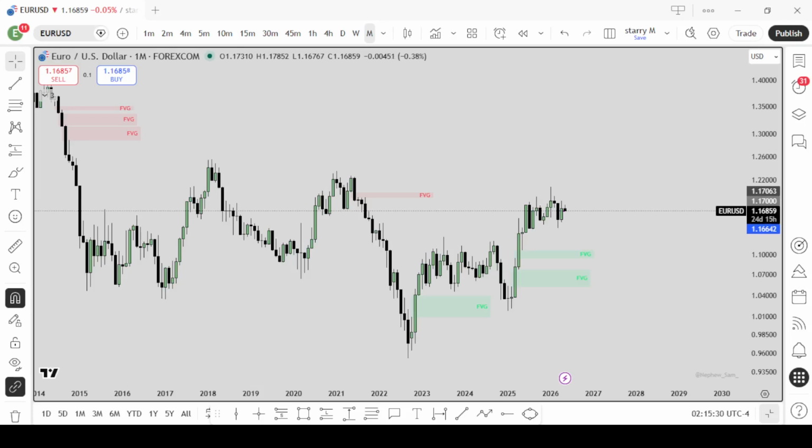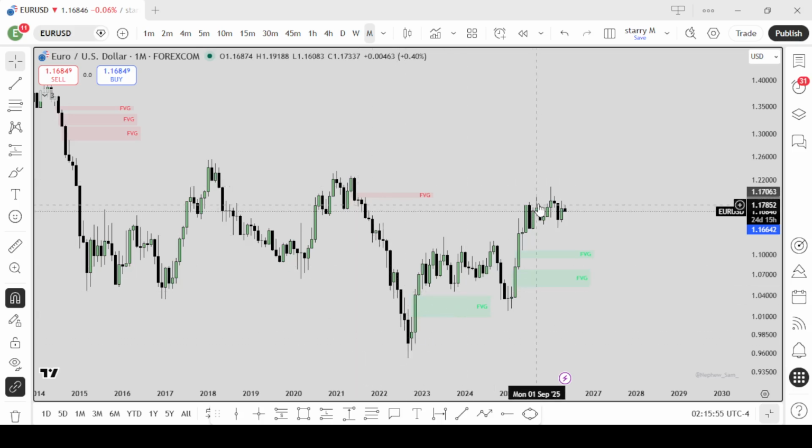Hello, so let's analyze the Euro USD. Let's start with the monthly. On the monthly, we can see that we've just mitigated this fair value gap and we are looking to start having our sales. You can see this is our current range.